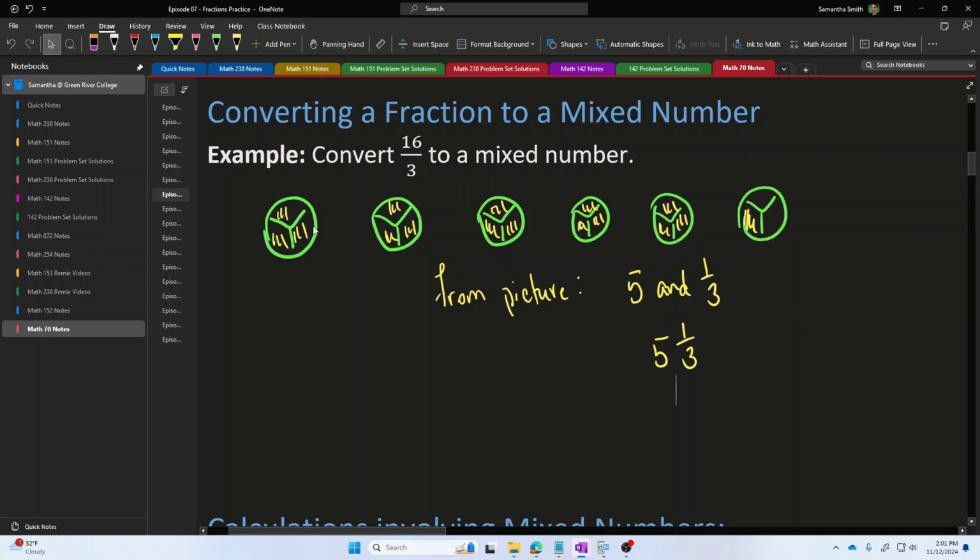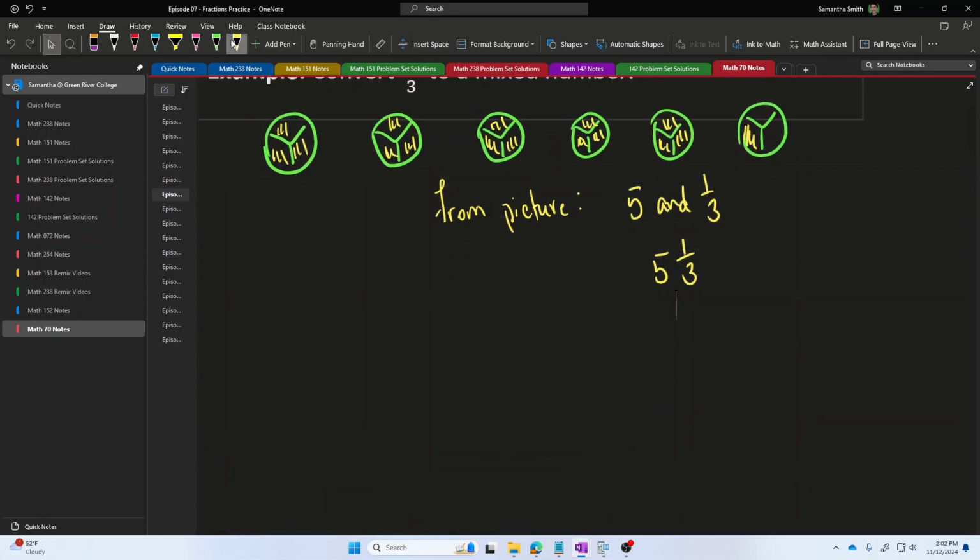Now, if you're not in the situation where you can easily answer the question just using a drawing, here is another way to go about converting a fraction to a mixed number. Here's an alternative method.